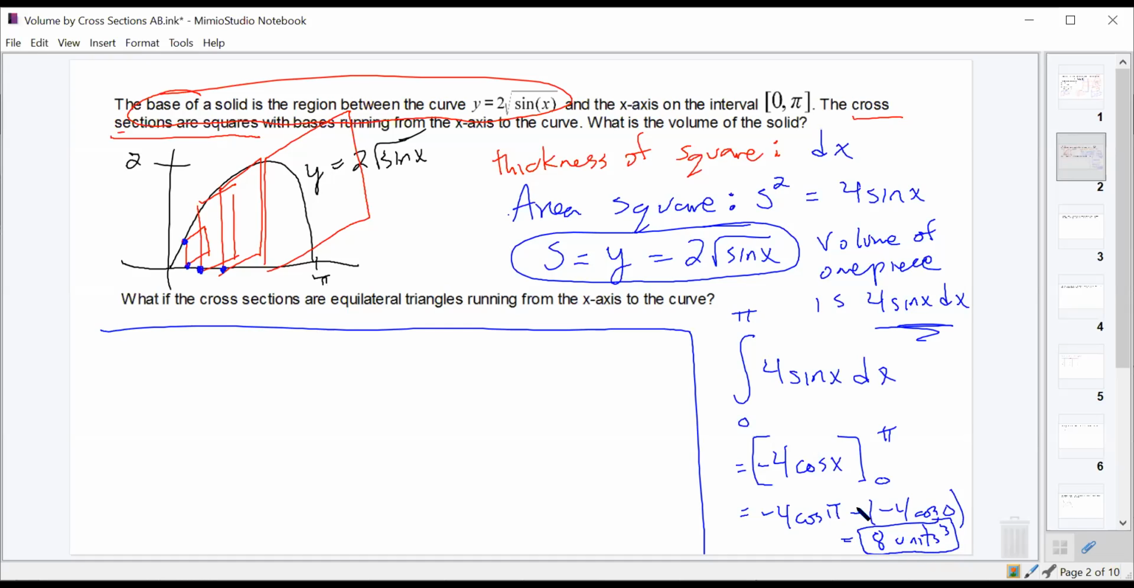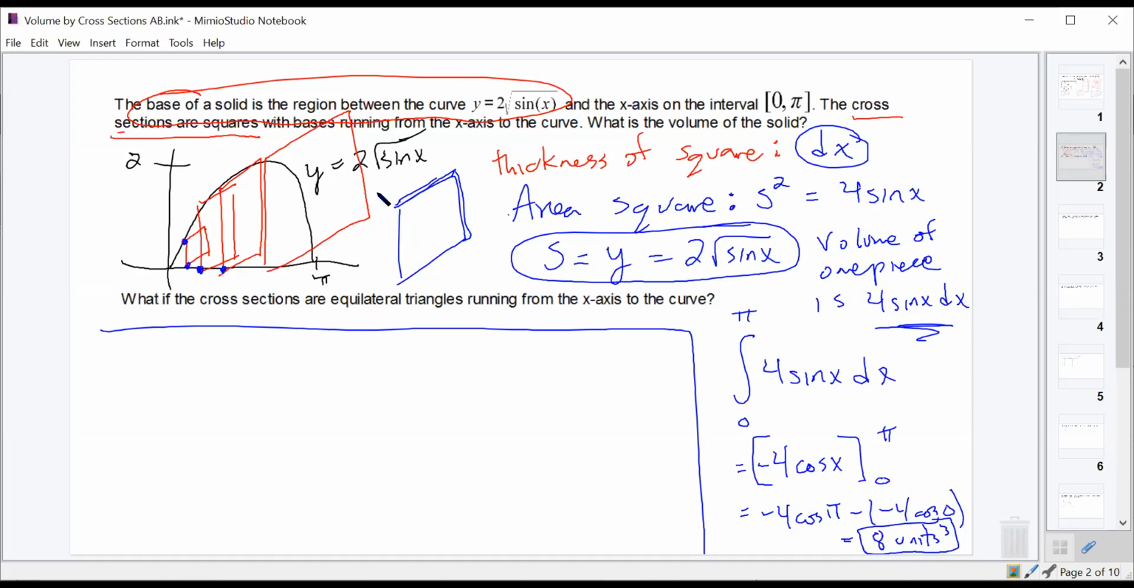Can you explain why 4 sine x dx is the volume of one piece? Yeah, so we'll go back through that. Each of these little squares that we're drawing has a tiny little thickness to it. We'd like to slice it infinitely thin. The dx is the thickness. So it's telling us that we are slicing it as thin as we possibly can in the x direction. So the thickness is the dx of each of these square pieces that I'm chunking this out into.